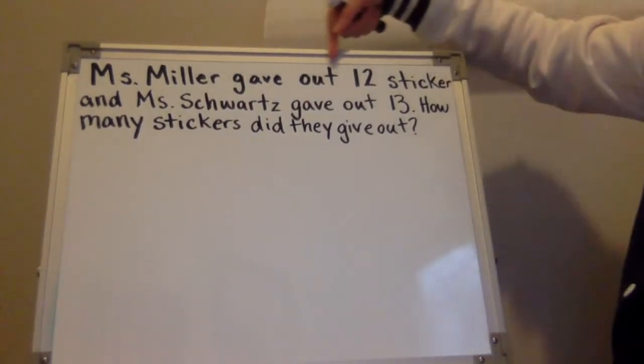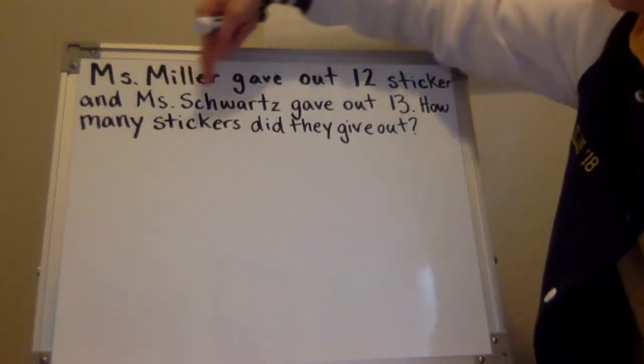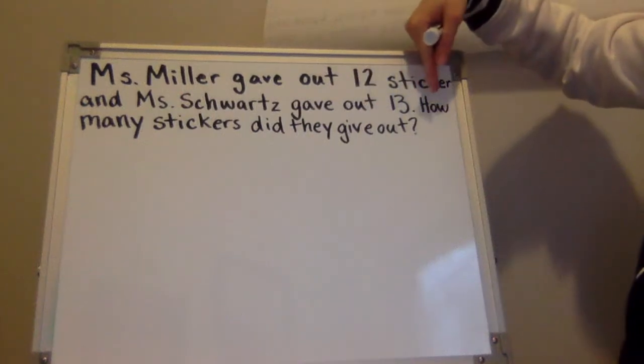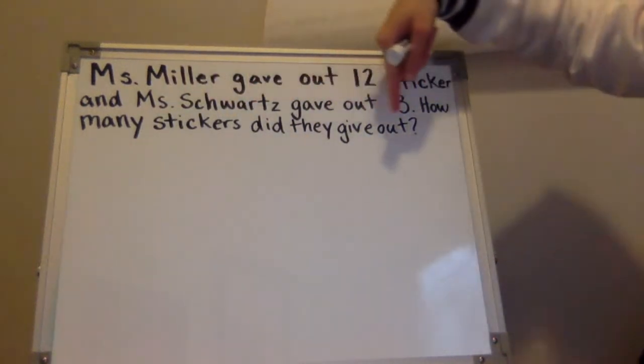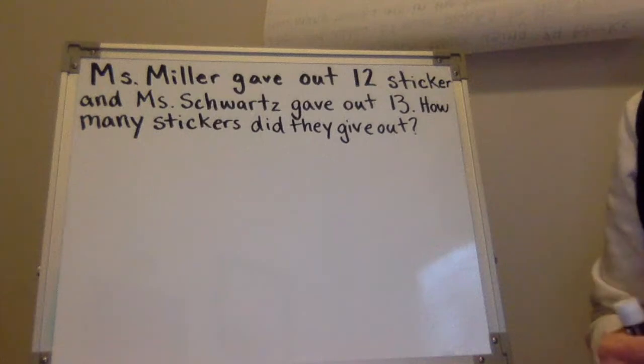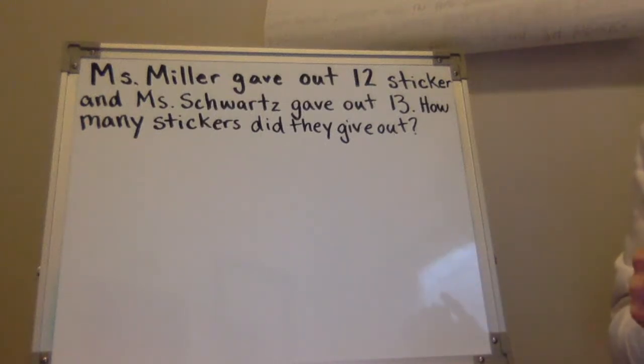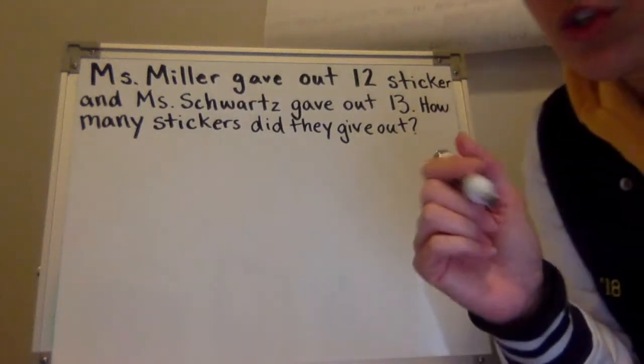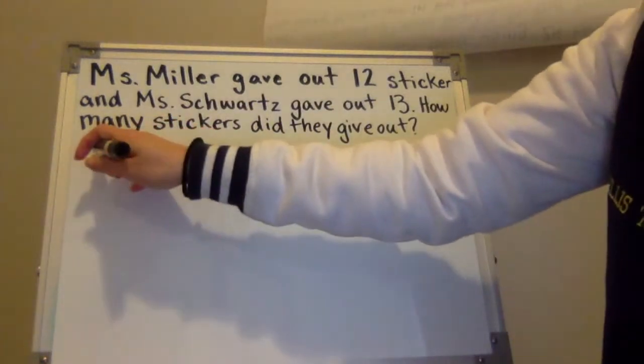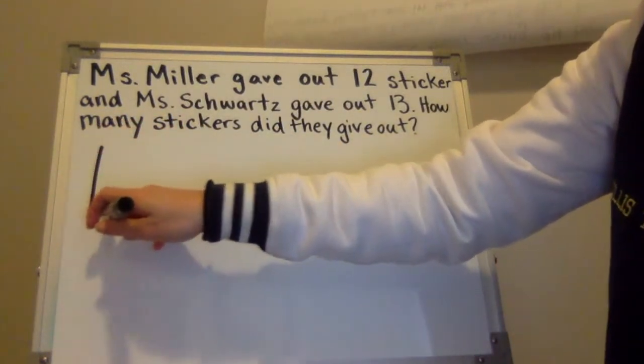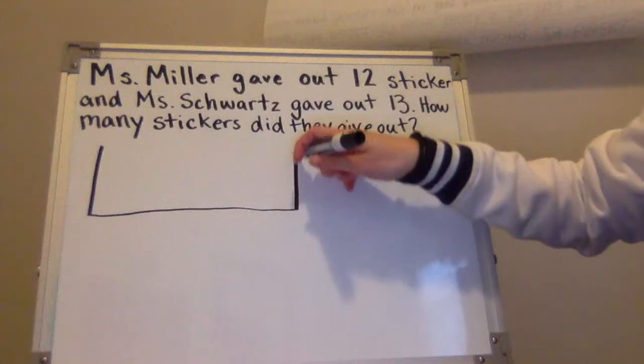So, let me start by reading this problem to you. Miss Miller gave out 12 stickers, and Miss Schwartz gave out 13. How many stickers did they give out? Well, the first thing we need to do is draw a tape diagram. Go ahead, use your pencil on your paper, draw a tape diagram. You can watch me.